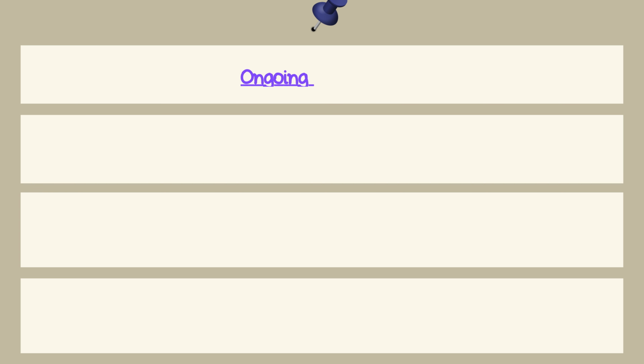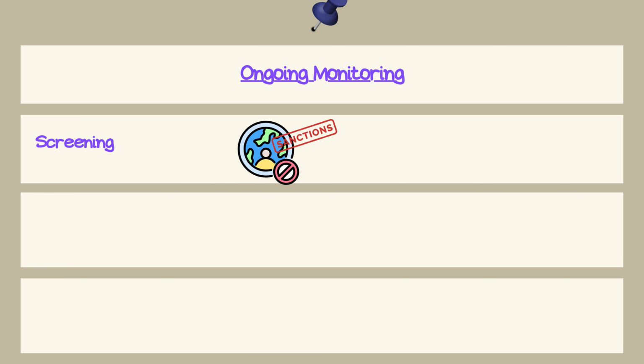Customers must be monitored on an ongoing basis in addition to the ongoing due diligence. What does this mean? Ongoing monitoring is part of ongoing due diligence, meaning that customers must be screened against sanctions and other lists required by regulators. For example, in Luxembourg customers must be screened not only against sanctions but also against politically exposed persons, PEP, lists.